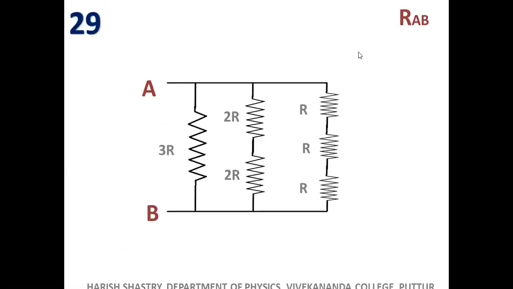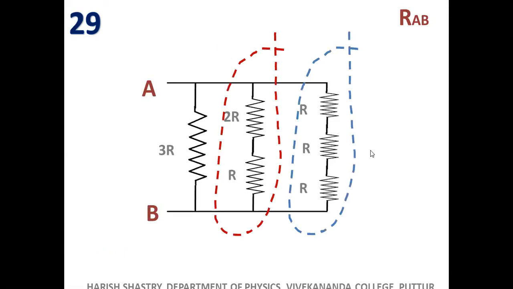We'll see the last one, the last problem in that sheet that I have given. Yes, here is the problem. 3R, 2R, 2R, R, R, R. Now this will be a very silly problem to you. Between A and B, all are in parallel, and in between you will have series connections.